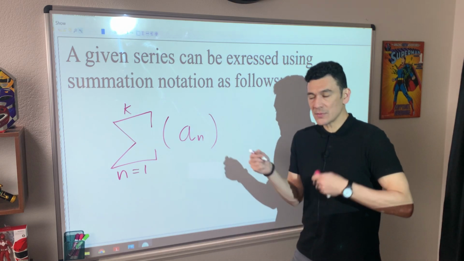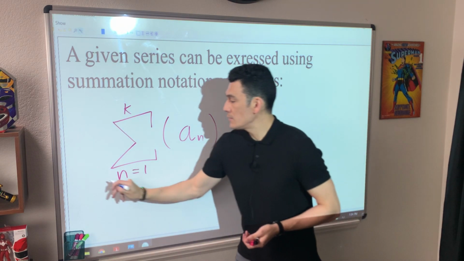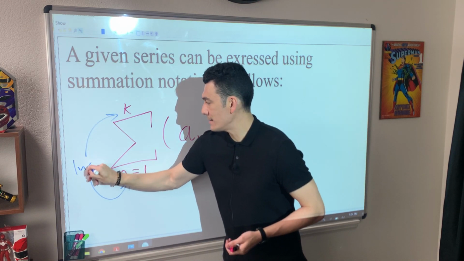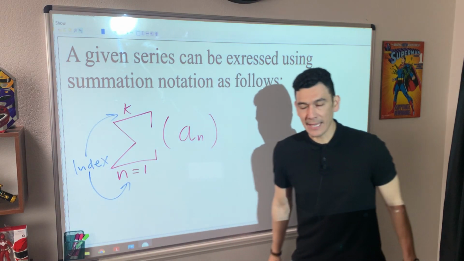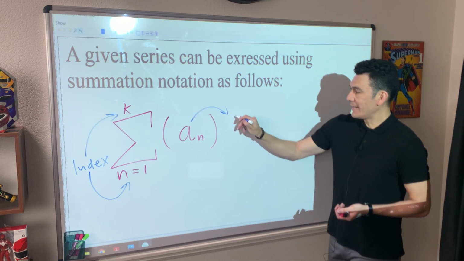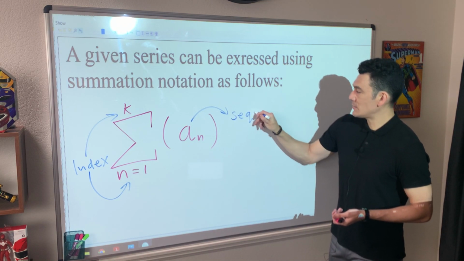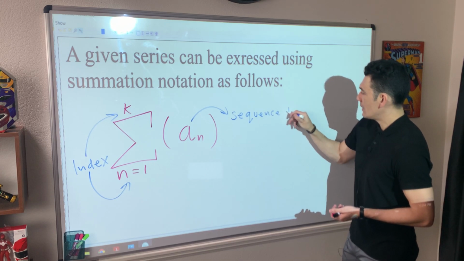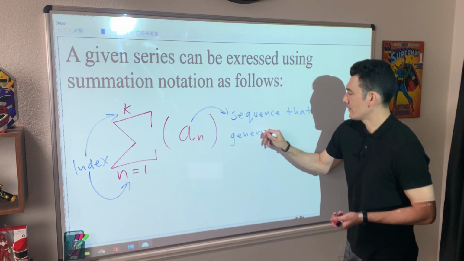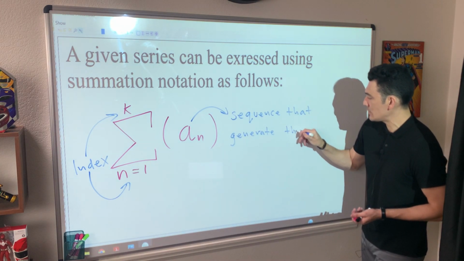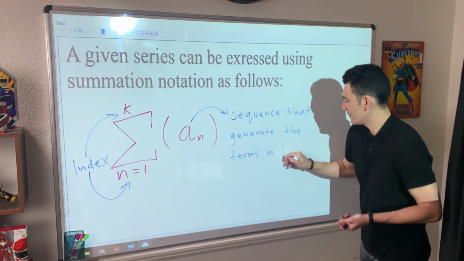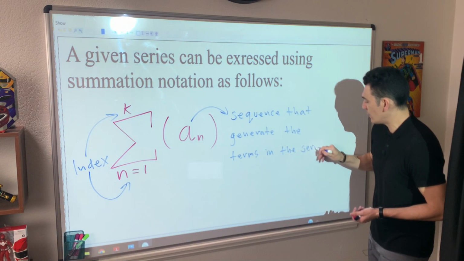So let me put some labels so you guys can remember what means what. So this here and that there, that's the index. And this object here in the parentheses, that is the sequence that generates the terms in the series. So I'll explain what this means.